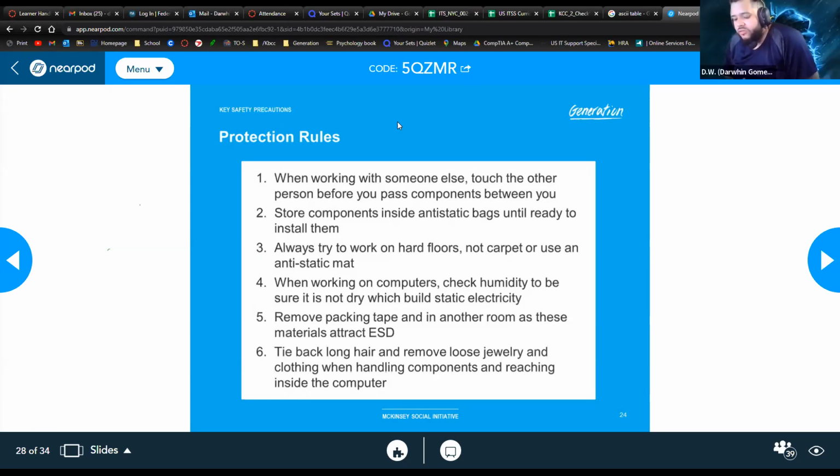So remove your things somewhere else. Put it in your anti-static bag. Sometimes they already come in an anti-static bag. But once you get it out of there, you can go work on it wherever you're actually working on those components. And then again, tie back your long hair, remove loose jewelry and clothing. You don't want to get things stuck. You don't want to get shocked because you're wearing your nice watch. You also don't want to ruin your jewelry. A lot of our jewelry is expensive, or maybe it holds sentimental value. So definitely take those things off before you work.